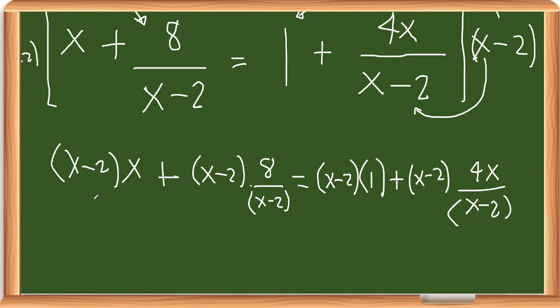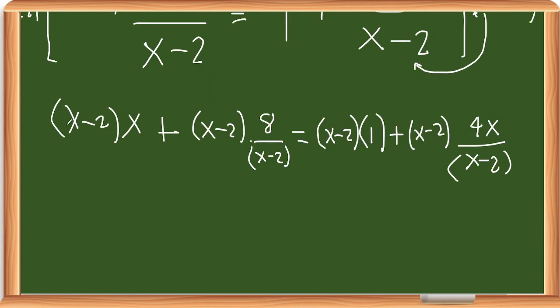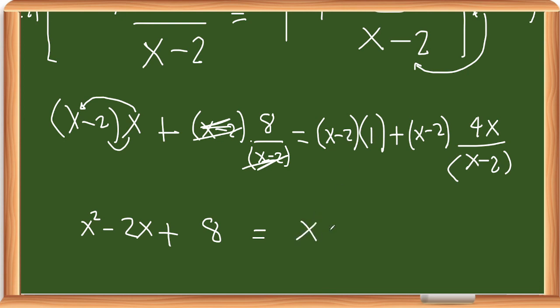Dito, wala kang i-cancel kasi wala namang denominator itong una. So, as is na siya, no? We have x times x minus 2. So, multiply natin yan. X times x is x squared. And then x times negative 2, that's negative 2x. Okay, and then plus, ma-eliminate na natin yung x minus 2, pwede na nating makancel. Ang natira na lang is 8. So, that's plus 8. Equal to, x minus 2 times 1, syempre x minus 2 pa rin siya, no? And then plus, ma-eliminate na rin natin yung x minus 2, ang matitira na lang is 4x.